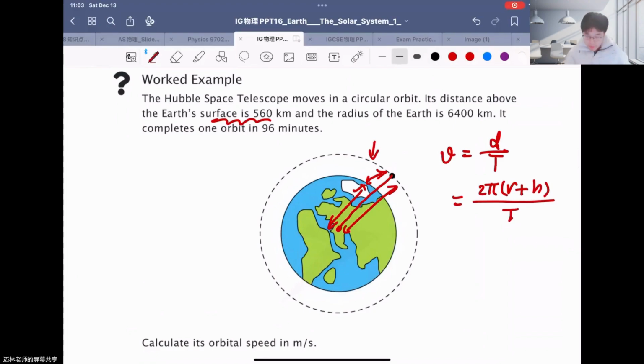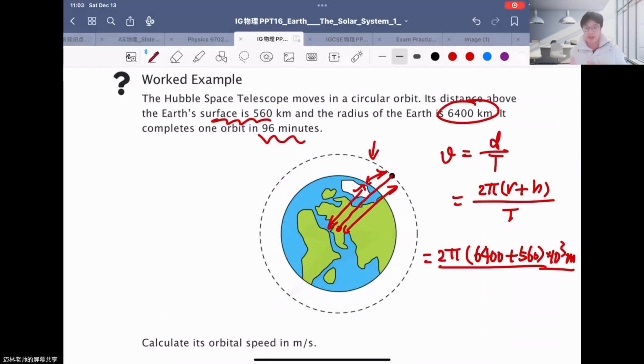Okay, so we can calculate 2 times pi times the radius, which is about 6,400 kilometers, and also the height is 560 kilometers. You have to remember all the time that kilometers have to be converted into meters, so here it is times 10 to the power of 3 meters. And the time taken here is 96 minutes, right? So 1 minute equals 60 seconds. We can say 96 minutes equals 96 times 60 seconds.